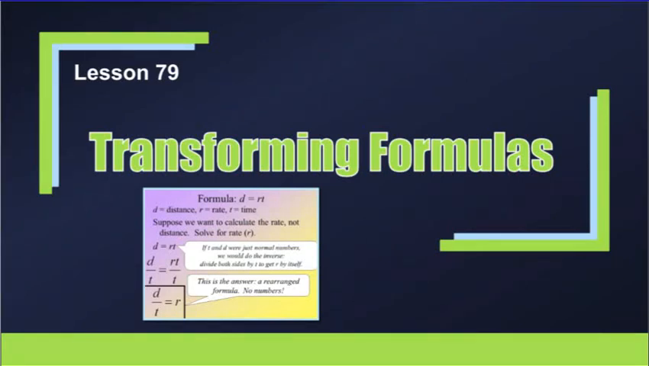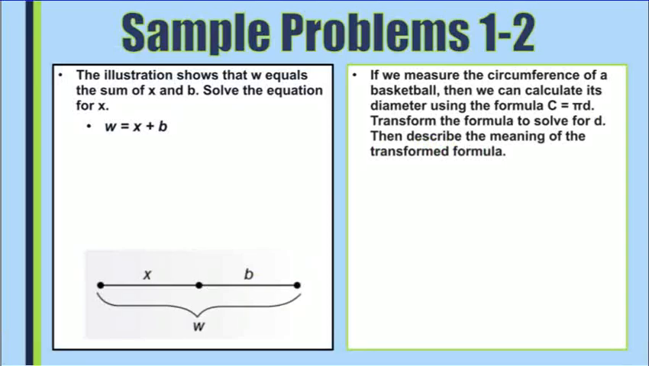But in order to solve for the rate, we could get the rate by itself and divide by t on both sides, like you see here. And you get rate is the same as taking your distance divided by the time. So that is what we want to look at today, is using basic formulas that we have that have more than one variable in it. And we want to rewrite it so that we can solve for a different variable. So let's take a look at an example.